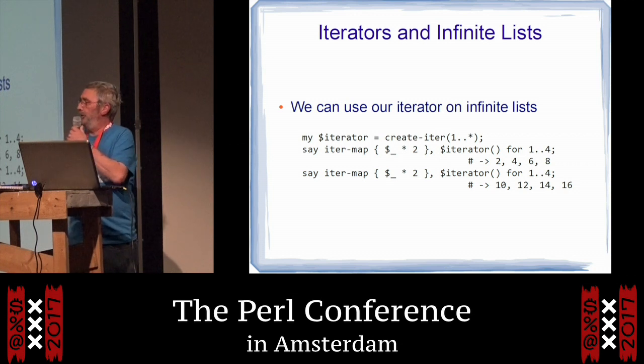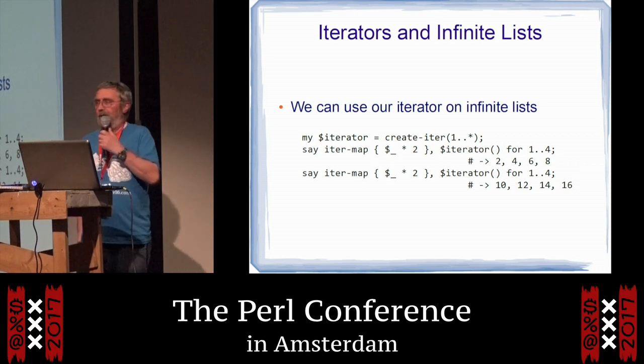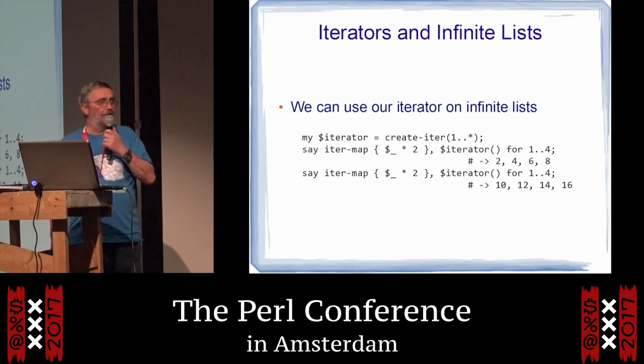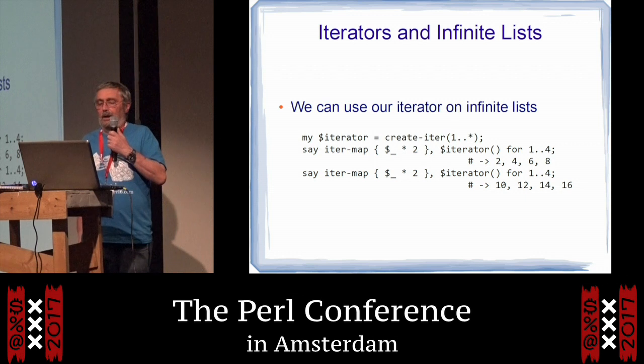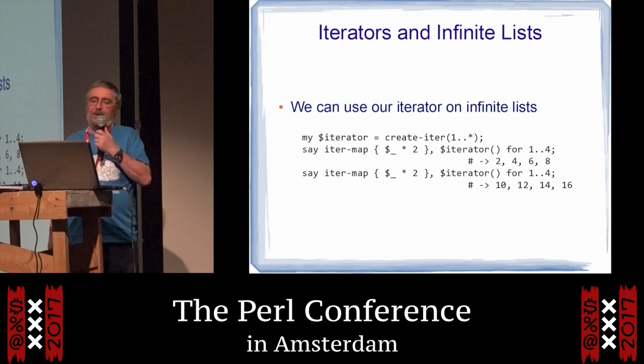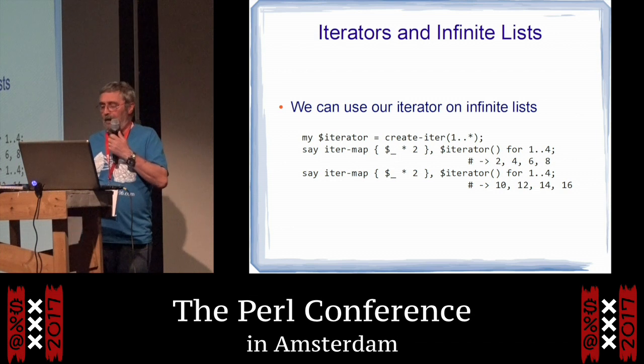And it works because Perl is not going to create an infinite list, because that would be quite bad, but it will just prepare it so that when I'm using iter map before, it will just pick one element, one item at a time. And it will continue to do so for a very long period.